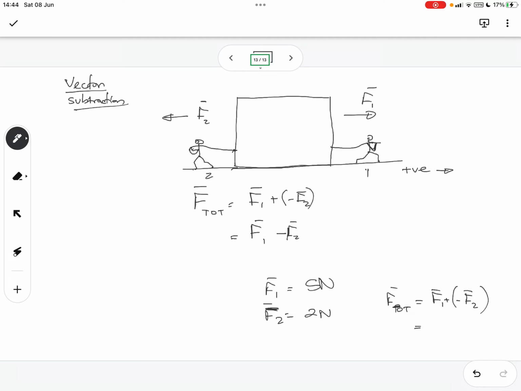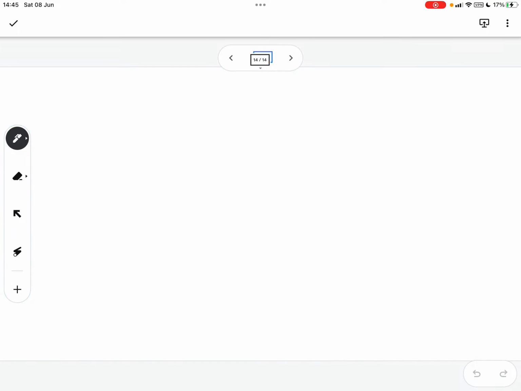then F total would equal F1 minus F2, or we can even start with the plus negative F2, which when we substitute the 5 Newton, would be 5 plus negative 2, which is 5 minus 2, which is 3 Newton. And because it's positive, it's to the right.